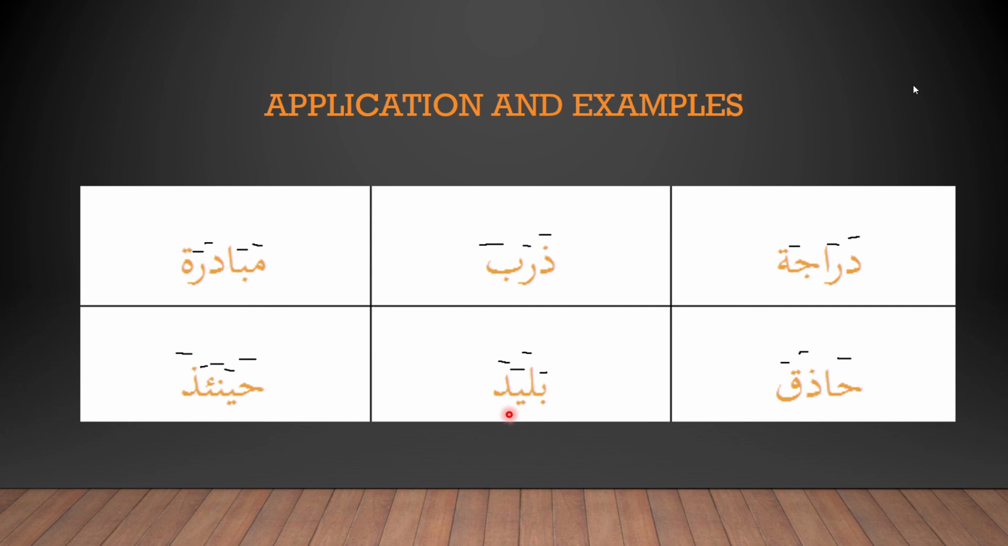Ba, la, ya, da. Notice how different dal looks over here. It's so different from here, right? That's because it's connecting with the ya in this case. So dal in the end always connects with the letter before it. So this dal and this dal are actually the same, but they look a little bit different because of the extension. Alright?